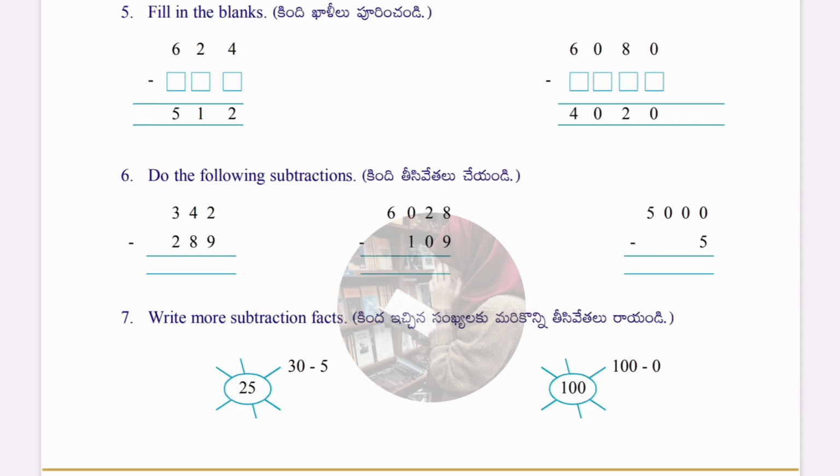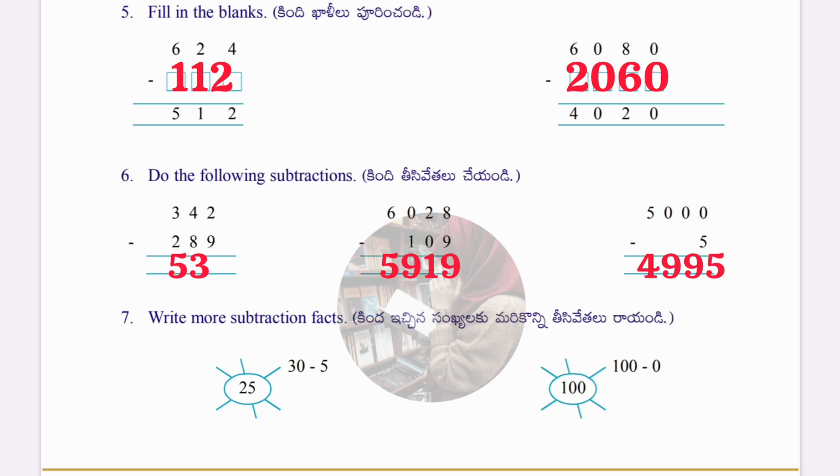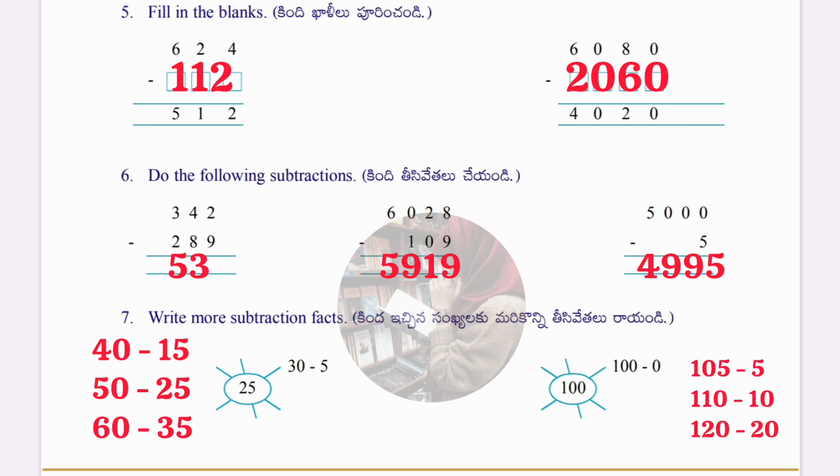Let's see the fifth Roman numeral. Here fill in the blanks. We have done this type in addition. Here one number is given and the result is given, and we have to find the second number. How will we find it? We do the subtraction: the result minus the first number will give the second number. In Roman numeral 6 we have to subtract the second number from the first number to get the result.